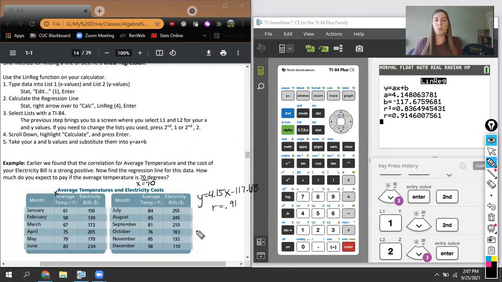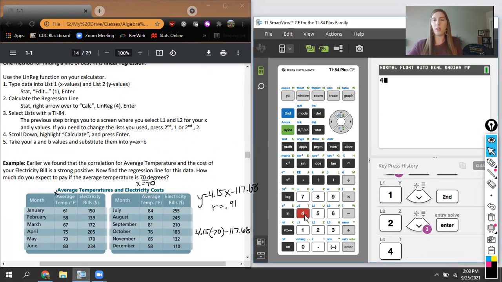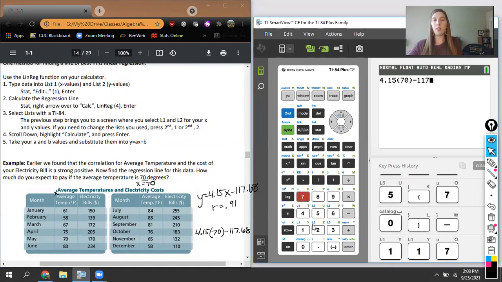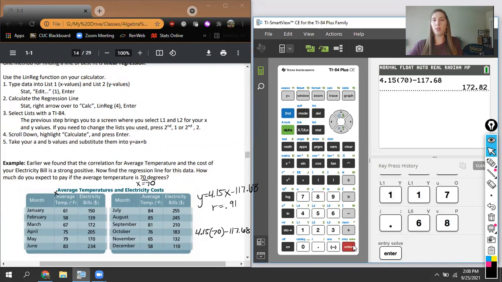So all you have to do is plug that in and say 4.15 times 70, because that's for your temperature, minus 117.68. And let's find out what that is. So on this screen, you can either hit second quit, or you can just start typing in and it will clear that off. So 4.15 times 70 minus 117.68, press enter. We would expect to pay $172.82 if our average temperature was 70 degrees.